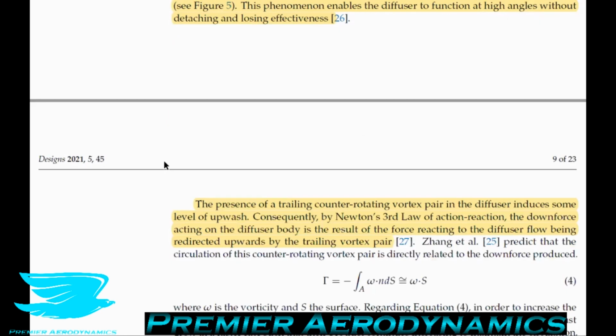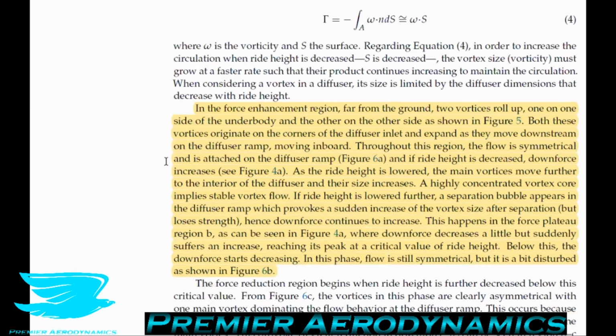Both of these vortices originate on the corners of the diffuser inlet and expand as they move downstream on the diffuser ramp, moving inboard. So they start on these corners and they start to meander in towards the underbody of the diffuser and into the center part. Throughout this region, the flow is symmetrical and is attached on the diffuser ramp. And if the ride height is decreased, downforce increases.